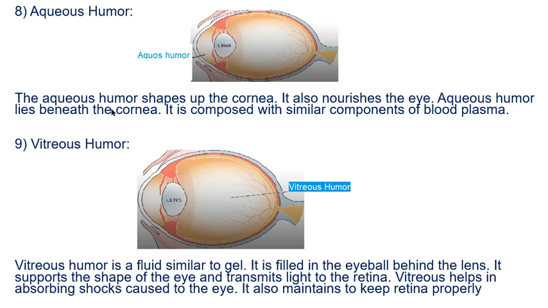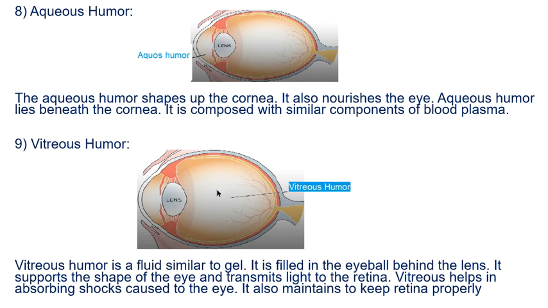Aqueous humor lies beneath the cornea. It is composed of components similar to blood plasma. The components which compose blood plasma are present in this aqueous humor. It is a liquid which works in keeping up the shape of the cornea plus providing nourishment to the eye. Fine. Now moving forward, vitreous humor. Now this is the cornea, this is aqueous humor, this is the lens. Now this is vitreous humor filled, this is the retina.